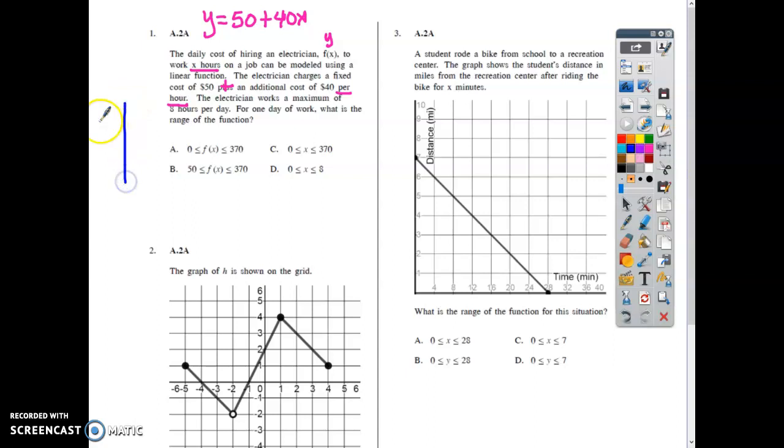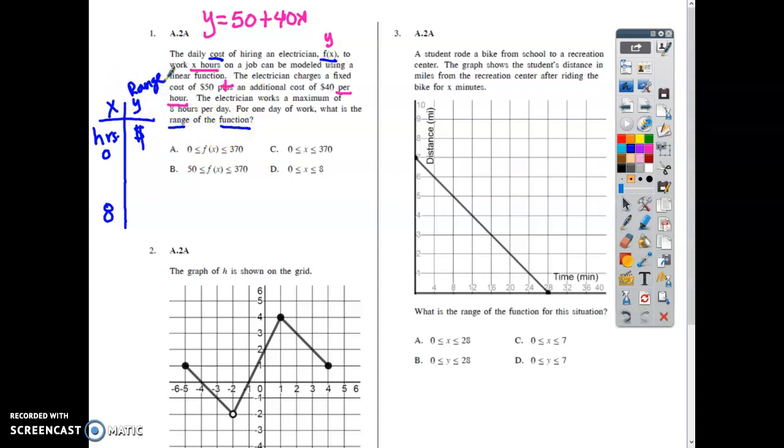Now the table, x is the hours, and y is the cost, right? So the money. It says the electrician works a maximum of 8 hours per day. So he can work from 0 hours all the way to 8 hours, right? So it's asking us what is the range of the function. Well, range is the y.